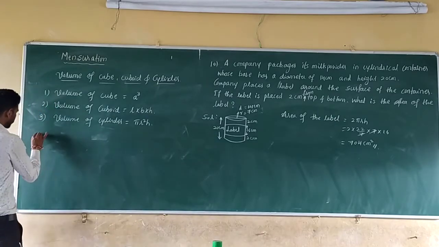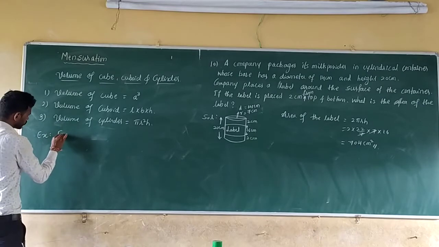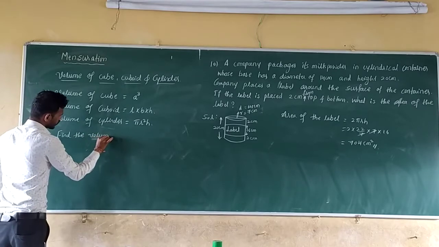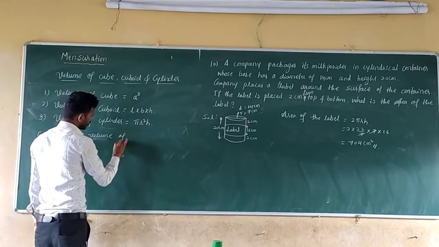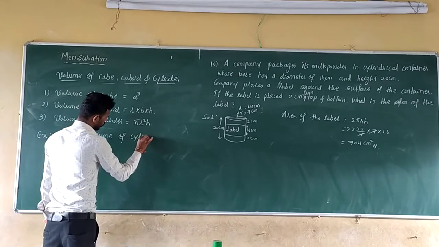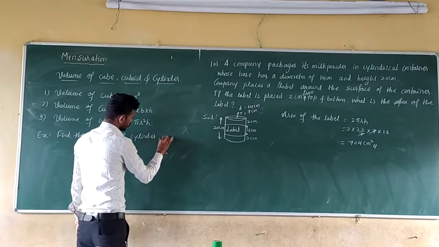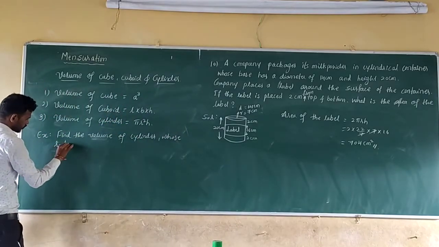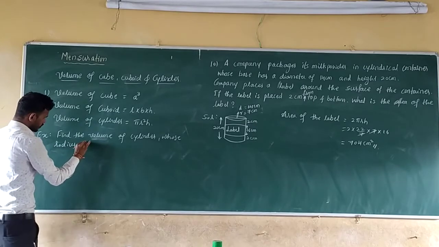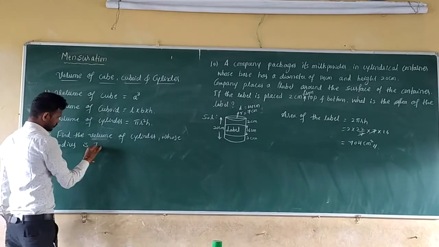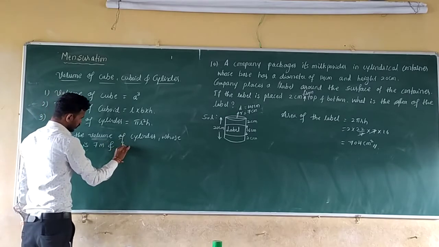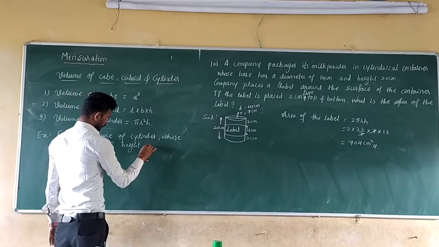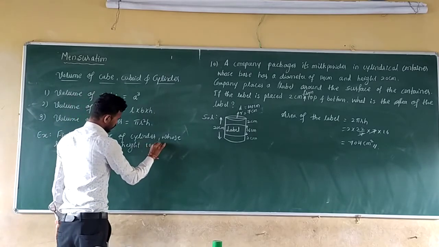Let us take an example. Find the volume of a cylinder whose radius is 7 centimeter and height 10 centimeter.